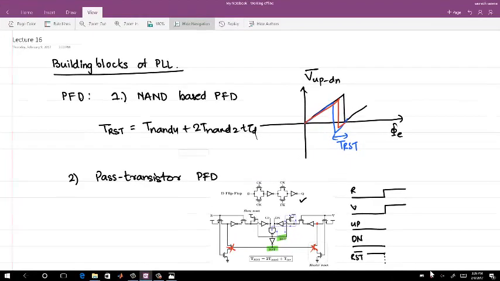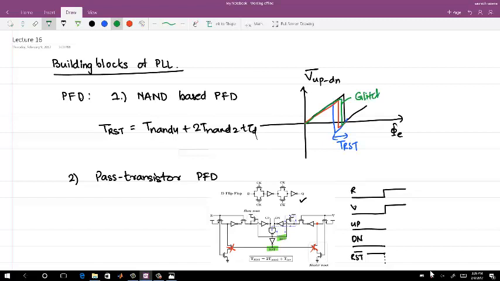What happens is that this particular flip flop has a flat region for a while, and then it also has a negative portion like this. This is the glitch latch based PFD.